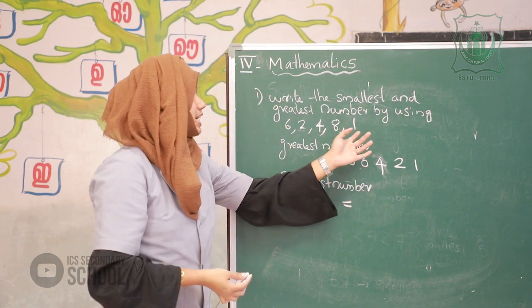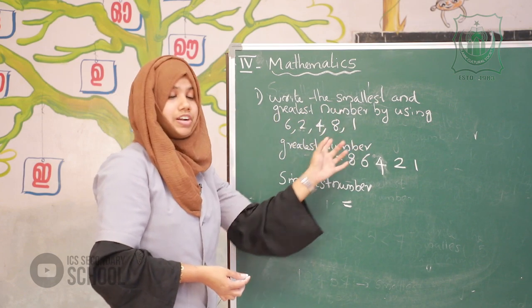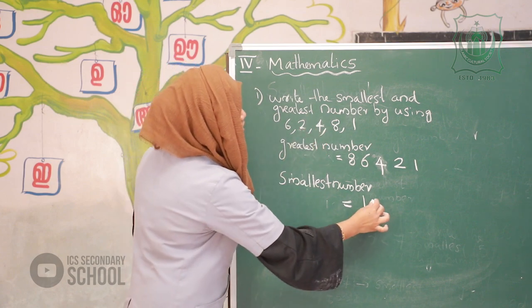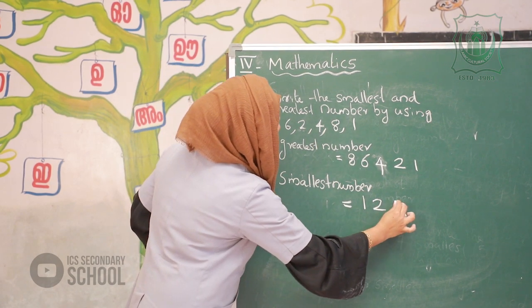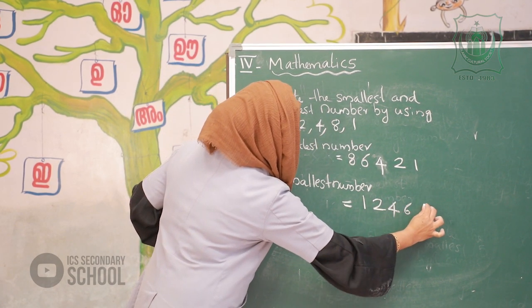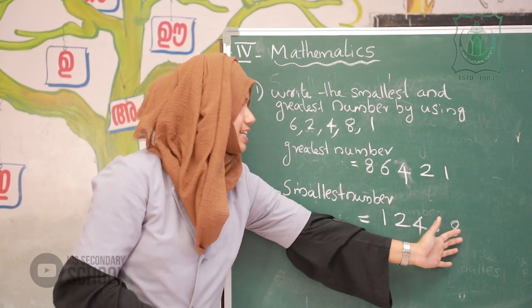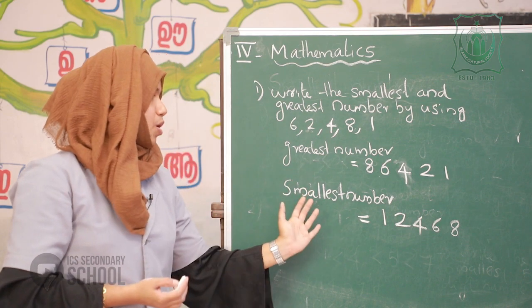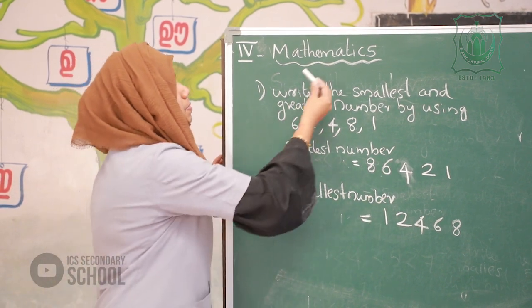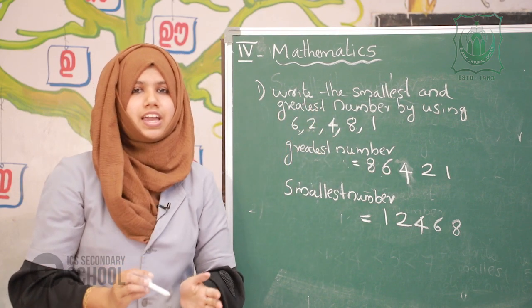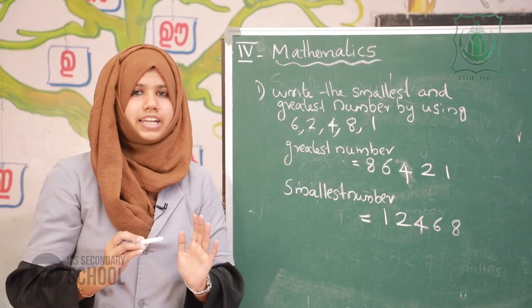Which is the smallest digit in these given numbers? 1 is the smallest number. Second, 2. Then 4, 6, 8. So 12,468 is the smallest number that can be formed from these given digits. Okay, you got it? You got the idea about that?